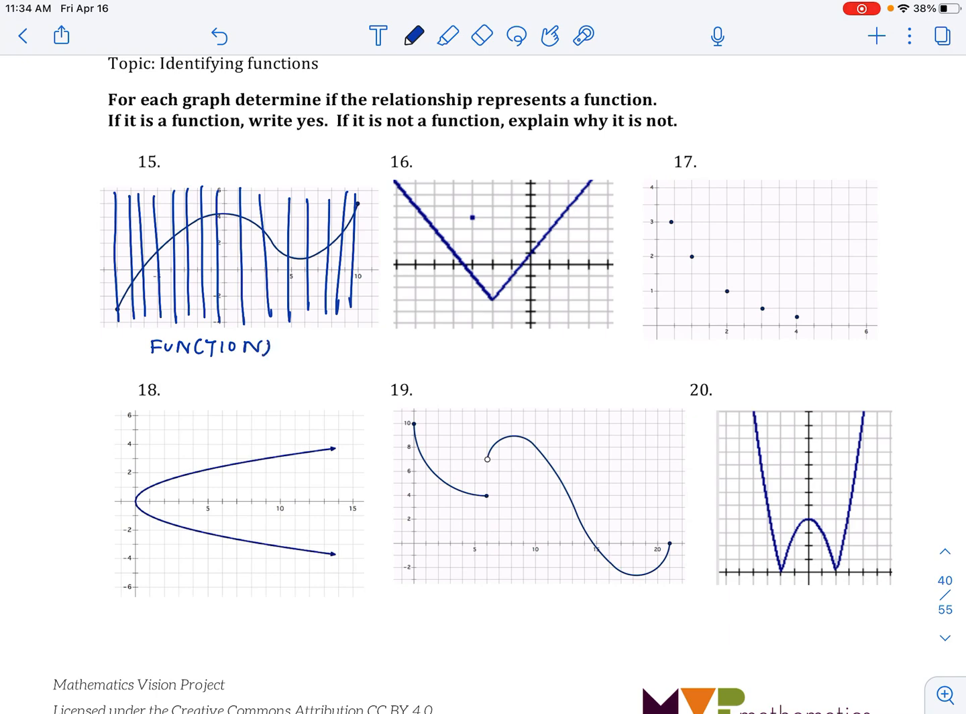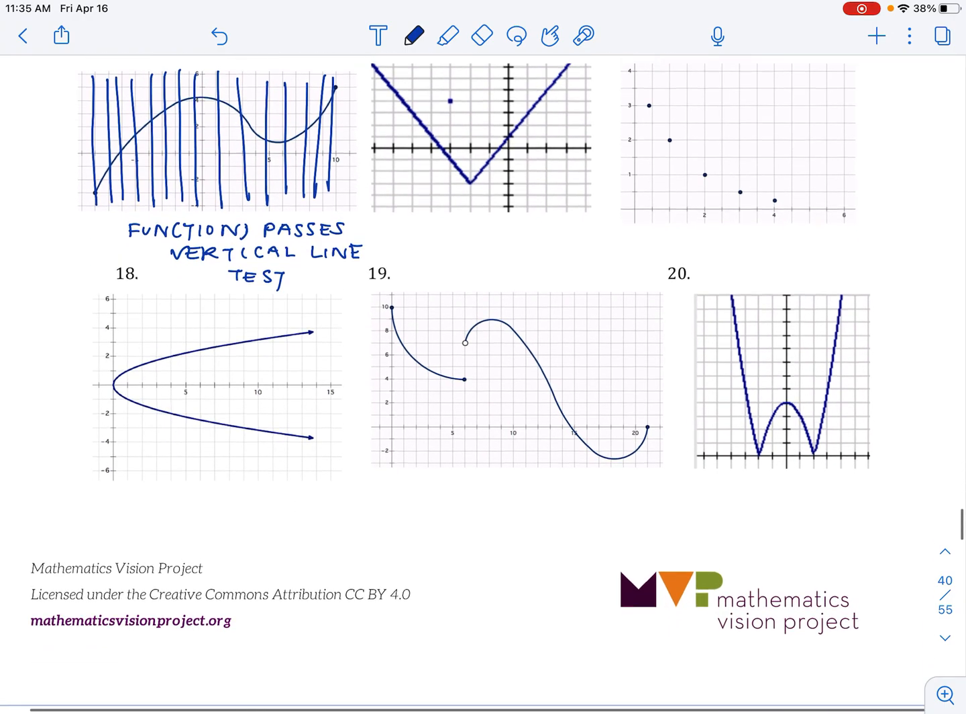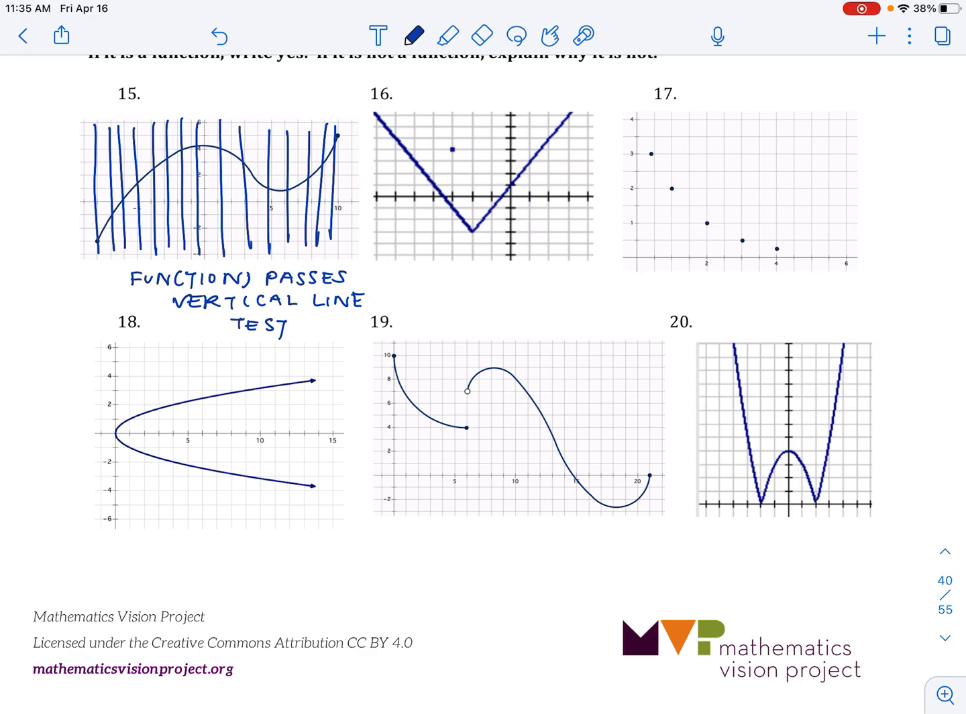passes vertical line test. So try to do 16, 17, 18, 19.